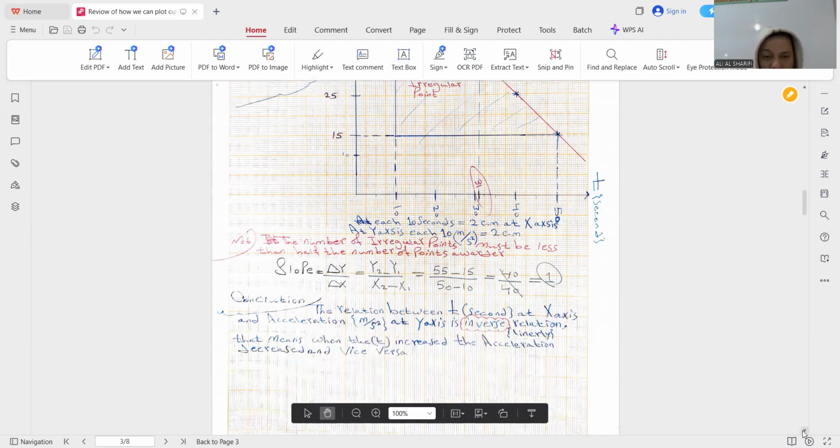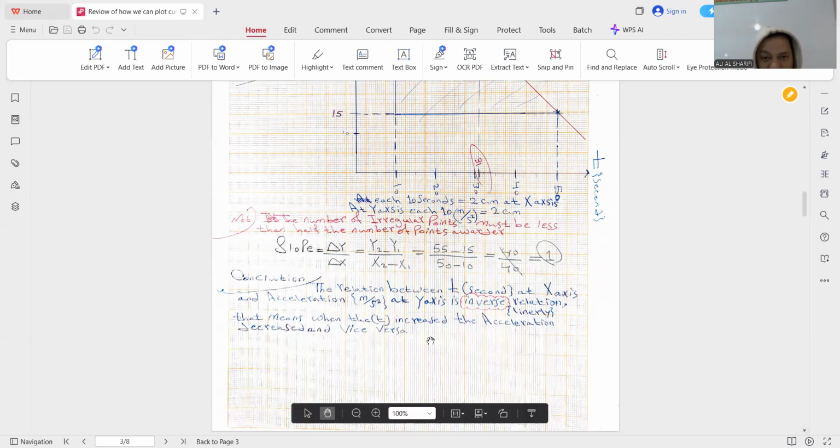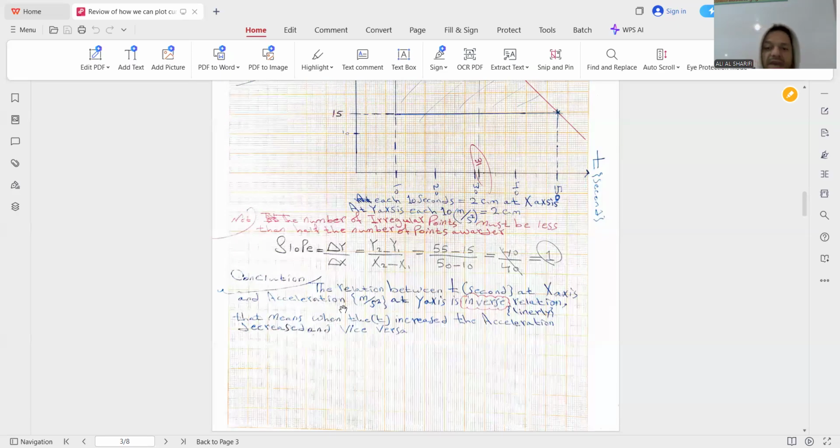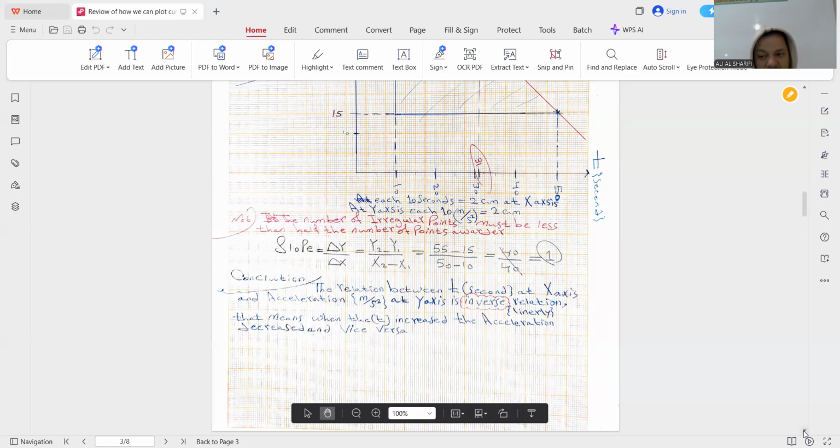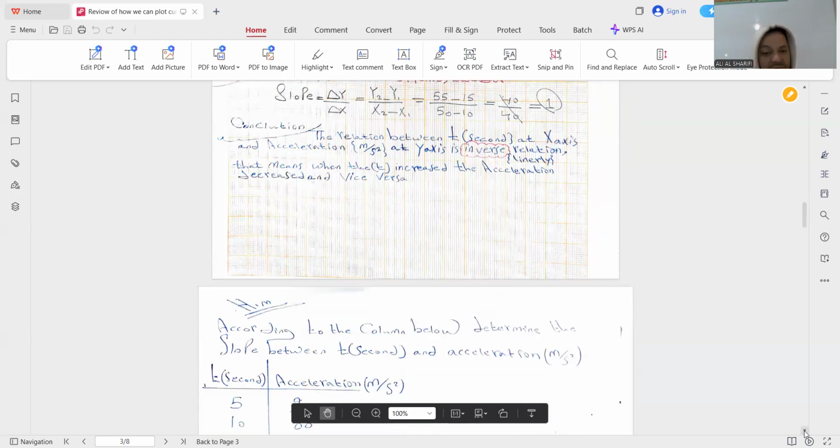Let's talk about the conclusion, sorry, the relation between t, the time, and the velocity or acceleration here. I used acceleration, not velocity. At the y-axis it is an inverse relation. Linearly related, that's right, but it's inverse, not direct. That means when one increases, the other will decrease. That's it. It's a piece of cake, just a review.